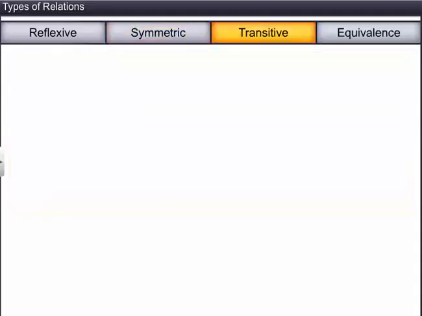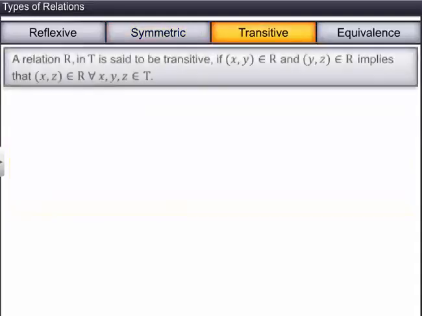Let us now move on to transitive relations. A relation R in T is said to be transitive if (x, y) and (y, z) belong to R, implies that ordered pair (x, z) also belongs to set R.